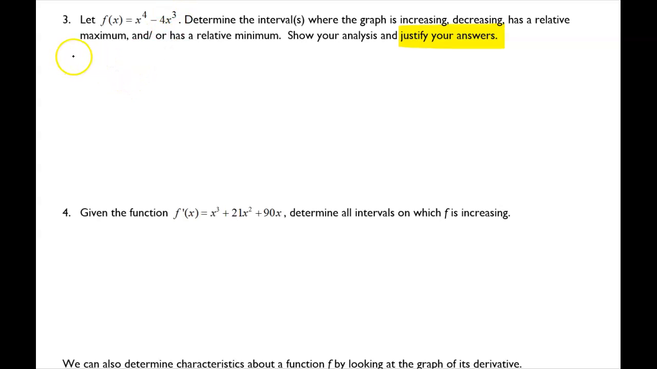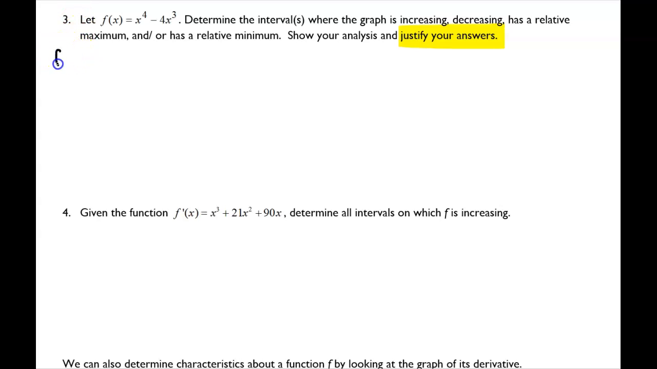So you'll do the same process as in the last problem. You'll find your derivative, find your critical values, make your sign chart, and then write your analysis. So I think you might be able to try this one on your own first. So I would suggest actually pausing, try it on your own, and then check back.